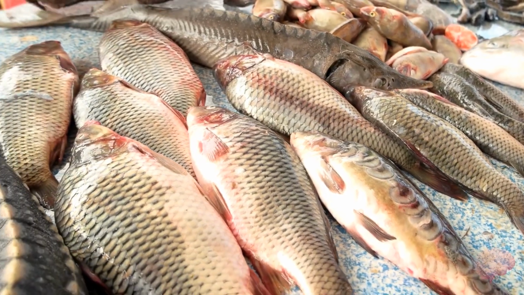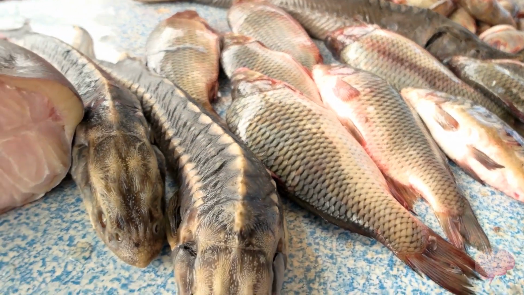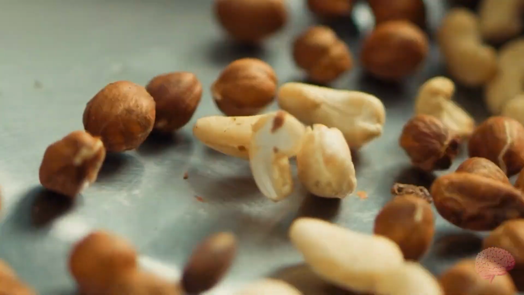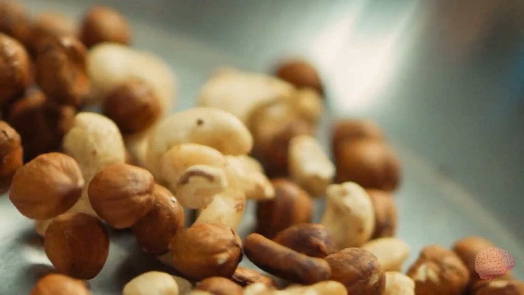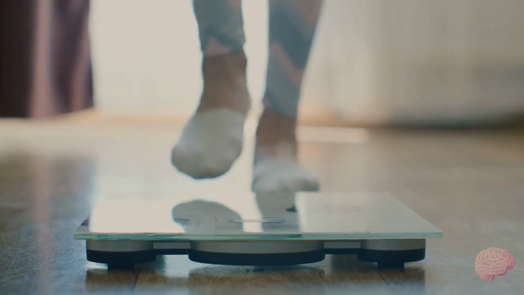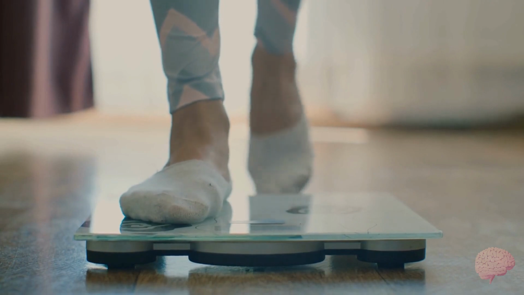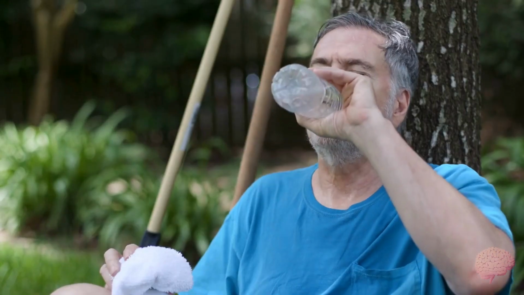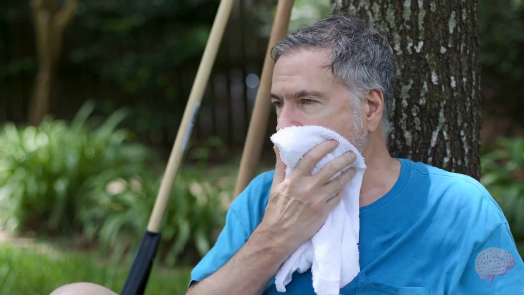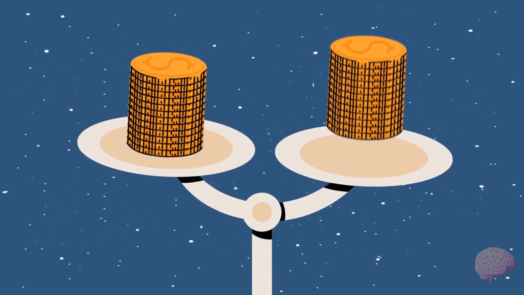On the other hand, unsaturated fats are found in foods like nuts, seeds, and fish, and are considered healthy because they can lower cholesterol levels and reduce the risk of heart disease. Now, let's talk about how calories impact how humans gain and lose weight. To maintain our current weight, our body needs to consume the same number of calories that we burn throughout the day. This is referred to as energy balance.